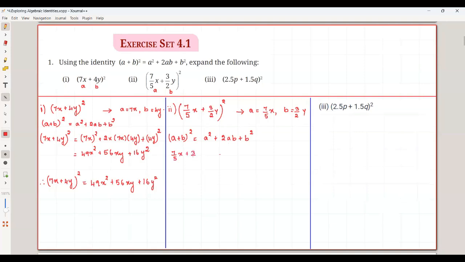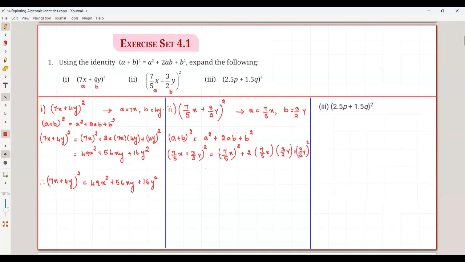plus 3 by 2y the whole square is equal to a square, that is 7 by 5x the whole square, plus 2 into a value 7 by 5x into b value 3 by 2y, that is 2ab, plus b square. B square is 3 by 2y the whole square. Now we can just simplify it.